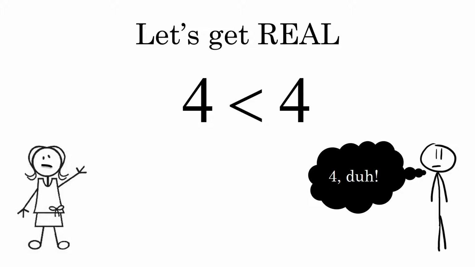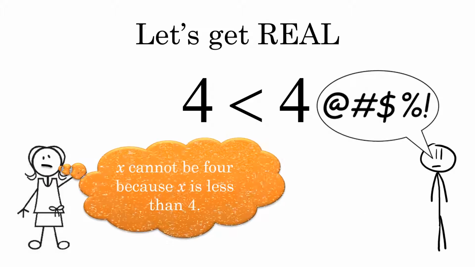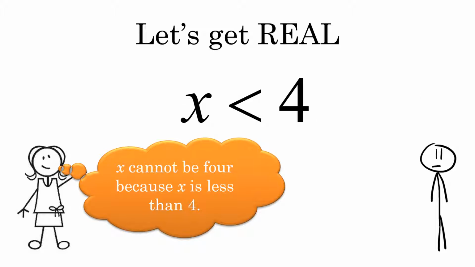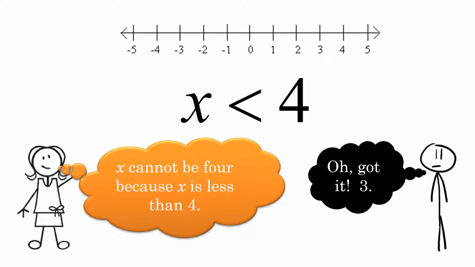Jessica says, well, 4 can't be less than 4. That doesn't make any sense. 4 is equal to 4. That's kind of confusing, I know, right? So x can't be 4. It has to be less than 4. Like 3.